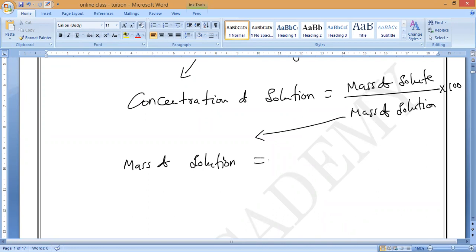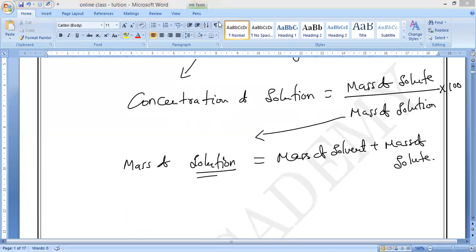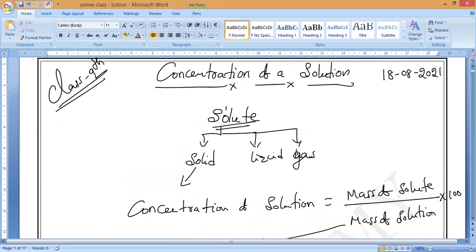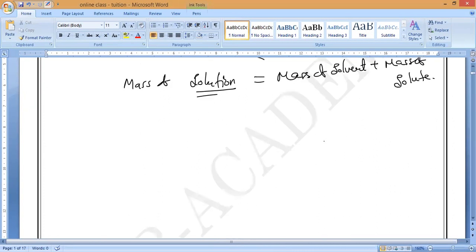Mass of solution is equal to mass of solvent plus mass of solute. Is it yes or no? So this is what we studied last class. When a solid solute is dissolved in liquid, we use this formula to calculate the concentration of the solution.